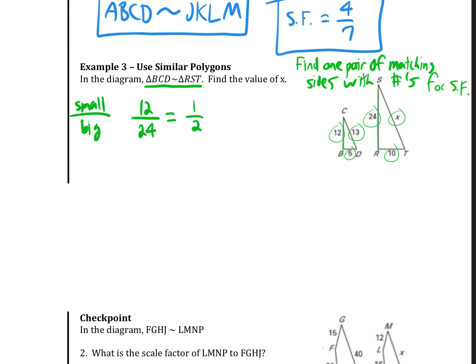Well, that's going to be 1/2. Okay, and this is our scale factor. All right? That's our scale factor. Then what we're going to do is set up a proportion. Okay? We'll set up a proportion to solve for the missing side. We're trying to look for this 13 and this x here.